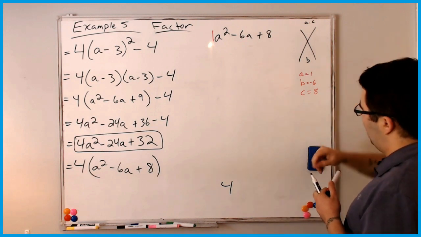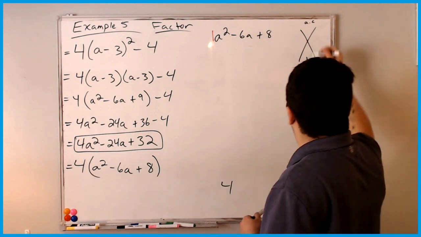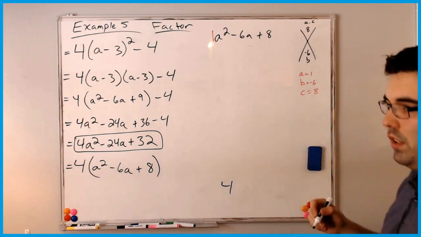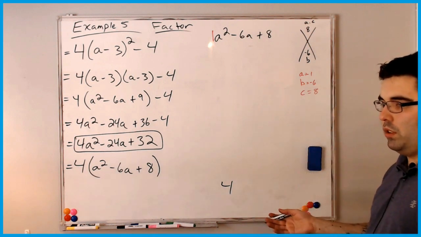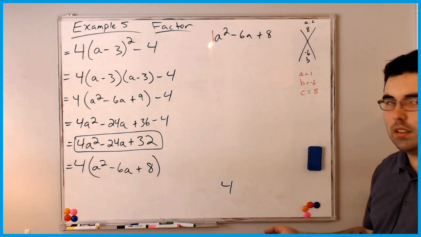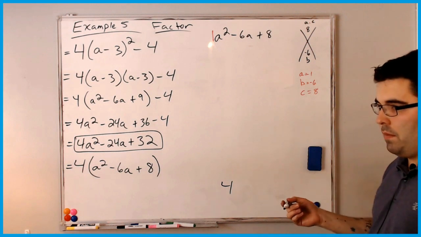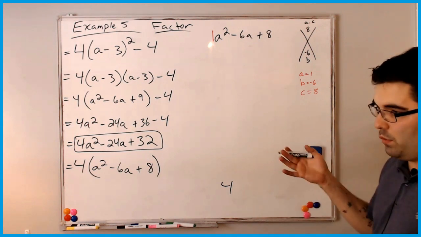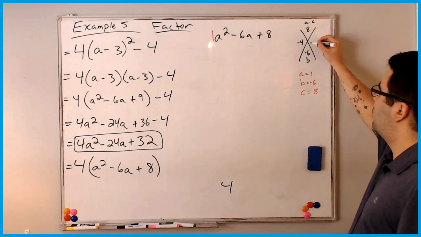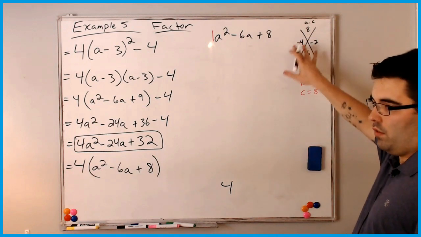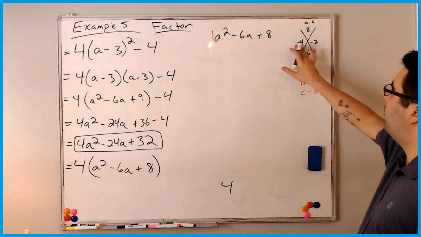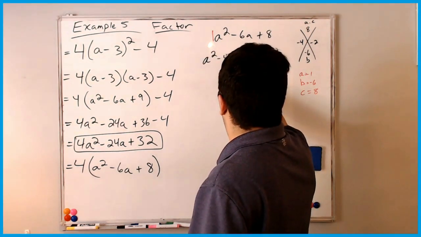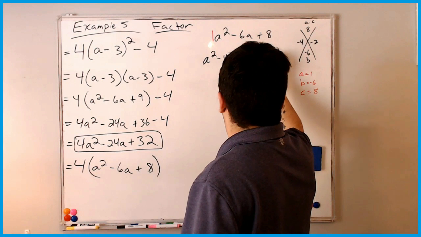So a times c is 1 times 8, which is 8, and b is negative 6. This is where you really don't even need to create a chart. What two numbers multiply to give you 8, but add to give you negative 6? If you can't think of it, it's okay, it's 4 and 2, specifically negative 4 and negative 2. Negative times a negative is a positive, and when you add those together, you get negative 6. Negative 4, negative 2. So a squared minus 4a minus 2a plus 8.